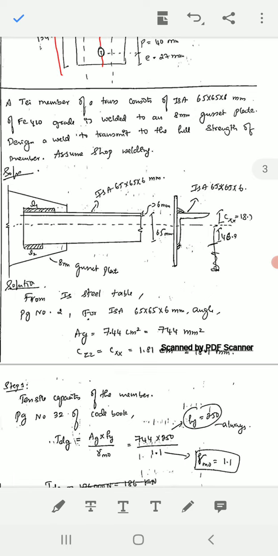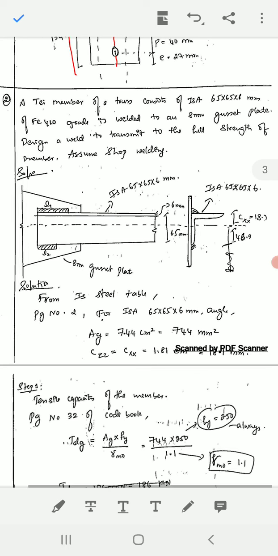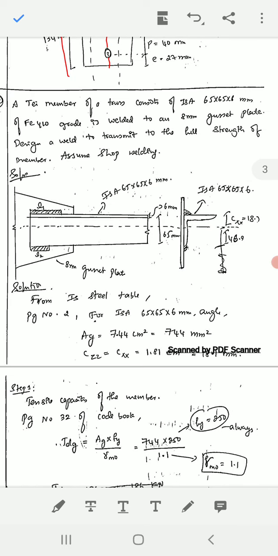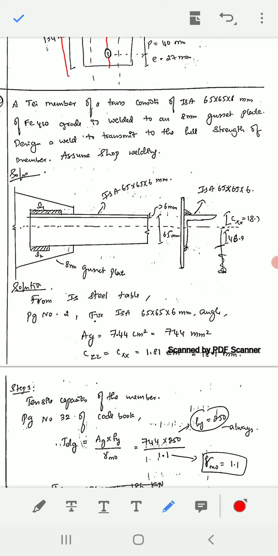So here you can see the diagram. This has to be drawn first, that ISA 65 into 65 diagram. Then the angle is given here. This is the angle ISA 65 into 65 into 6, and where it is welded on both top and bottom, and this distance is 65, and this small thickness is 6 mm. Then this is L1 and this is L2. L1 is bigger because the top area is having some legs. So CXX value, this CXX 18.1 and this rest is 46.9.